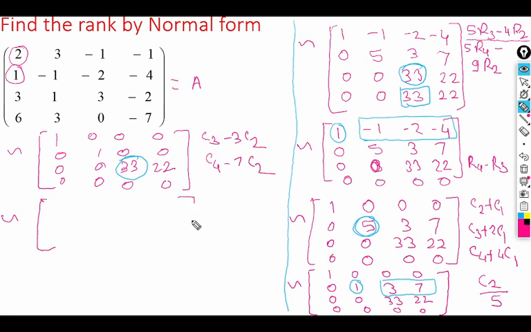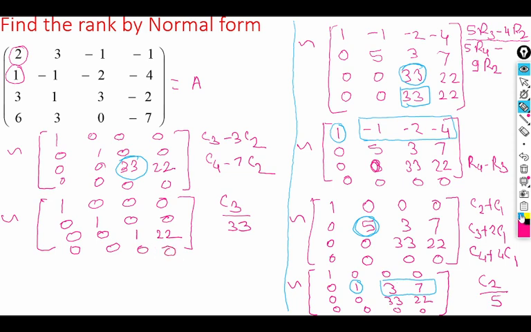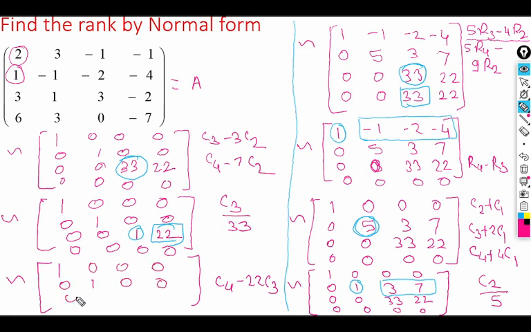So a simple transformation to make it as 1. Yes, it's better always for column. So C3 by 33. If you take C3 by 33, 1 triple zeros, 0 1 0 0, 0 0 1 22, 0 0 0 0. And the last step now, use this one to make this 0. So the last step that we have here is C4 minus 22 C3, and we get the final answer here: 1 triple zeros, 0 1 0 0, 0 0 1 0, and lastly 0 0 0 0.